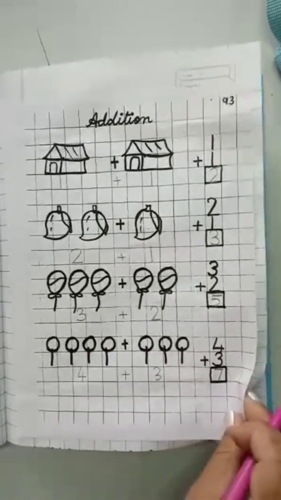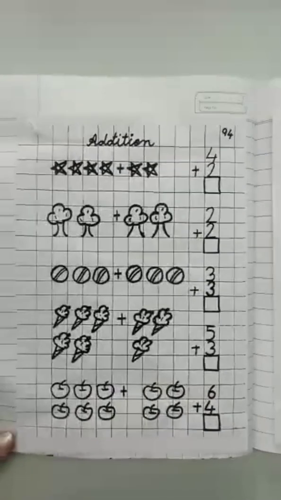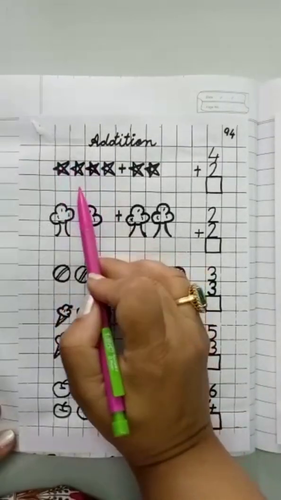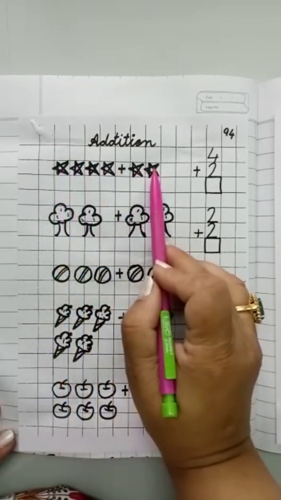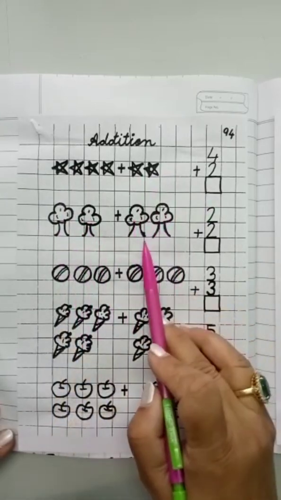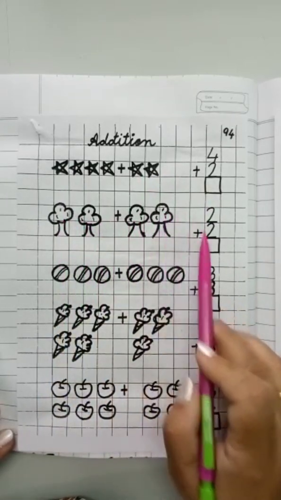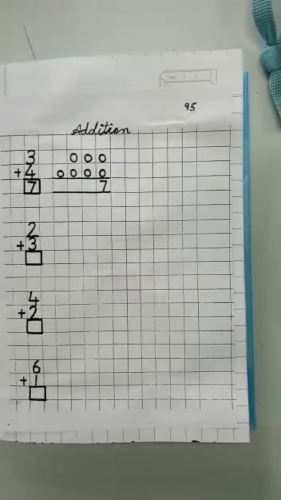Okay. Let's see what's on the next sheet. Same way you have to do the addition here also. You will count, you'll write, then you write plus here, then again count, write the number here, count in total and write the answer here. Same way here, count and write, then count all of them together and write the answer here. Okay, same way you have to do this one.